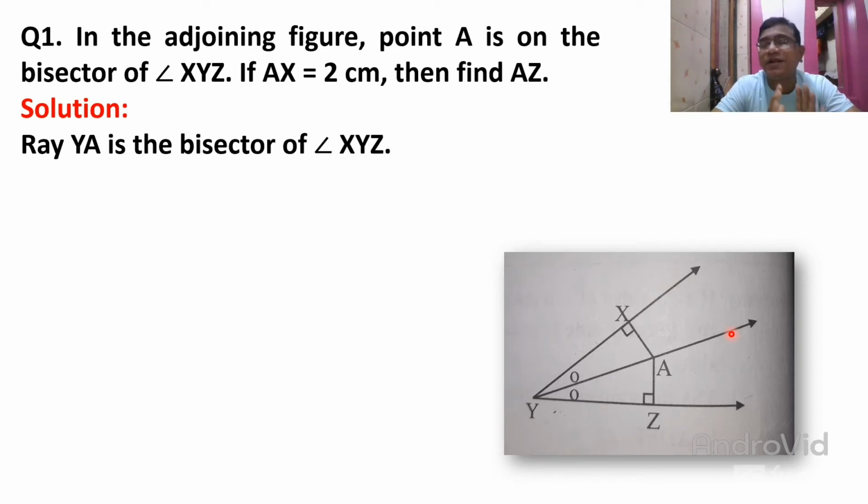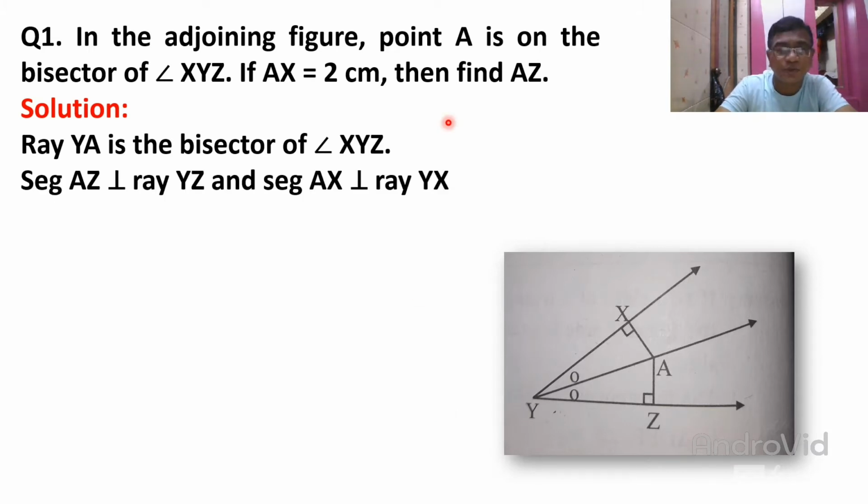Suppose angle XYZ is 80 degrees, then it is bisected into two parts, one is 40 degrees, another is 40 degrees. Suppose angle XYZ is 100 degrees, then it is divided into 50 degrees and 50 degrees. Do you understand the meaning of bisector? Bisector means divided into two equal parts. So this YA is the angle bisector, and angle XYZ is divided into two parts, one is XYA and another is AYZ. So it is called the angle bisector, and that is given to you.